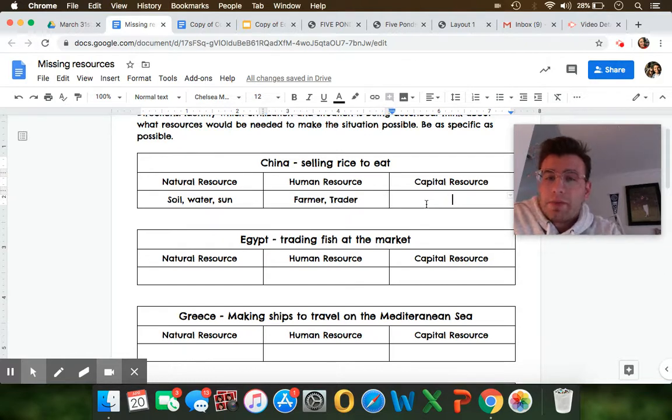Let's think about some capital resources. Remember, capital resources are tools to use, goods that are being made, or places where this is happening. So I obviously know farmers need a lot of tools, farming tools. I don't know exactly what kind of farming tools they used back then, but I know they needed something. And they also probably needed baskets to hold the rice in. They probably needed some sort of animal to carry the rice to wherever they were trading it. But I do know that they would need farming tools for sure.